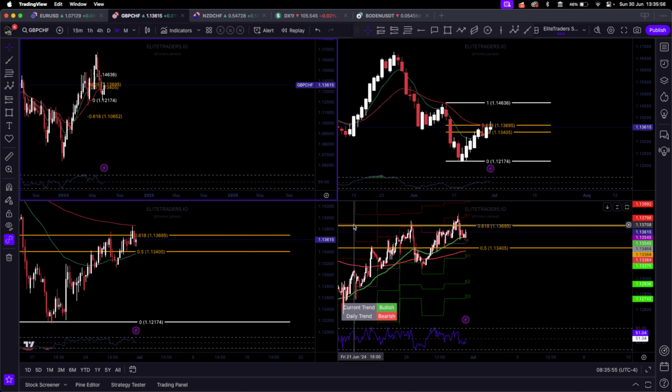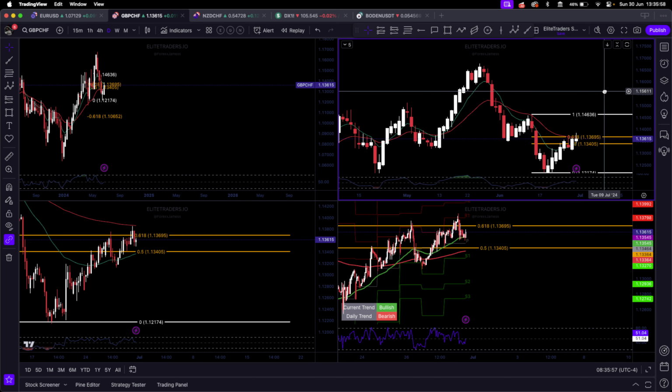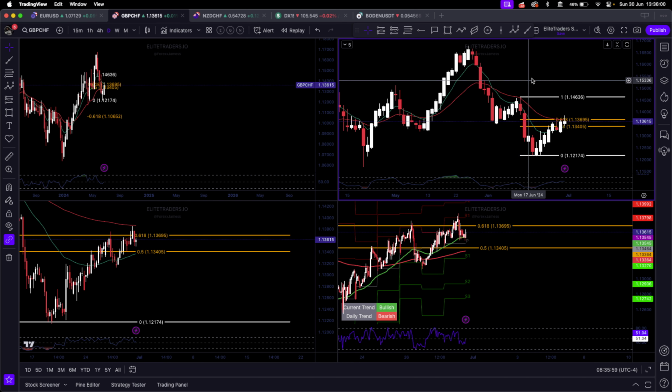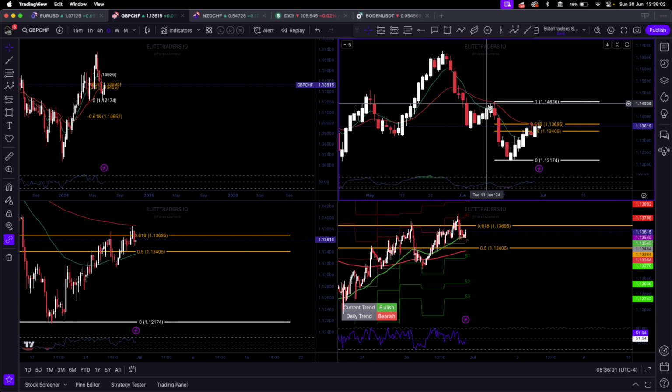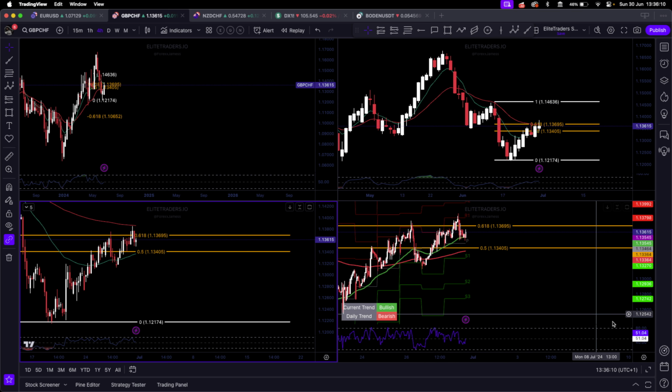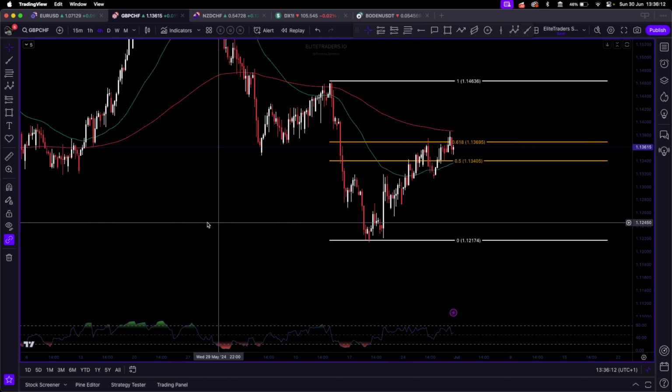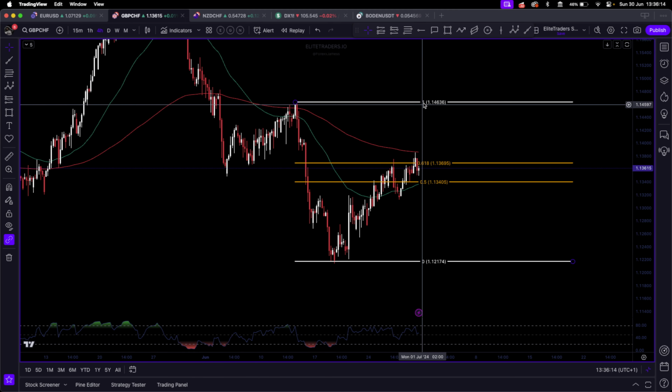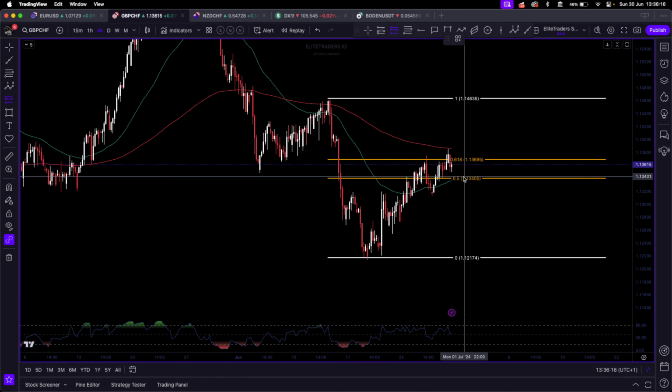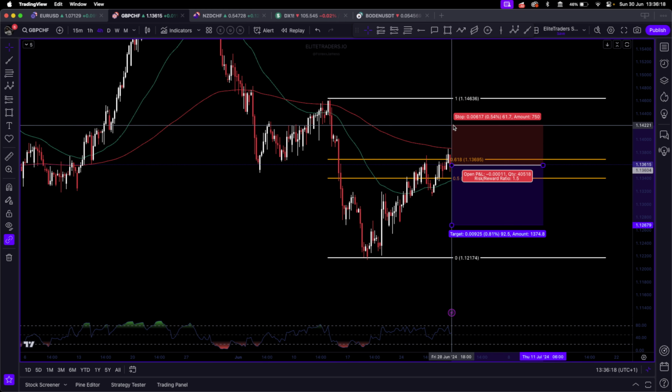Now, the next position is the Pound Swiss. So you can see daily time frame, very bearish, having some nice pullbacks. So you can see we've got a lower high here, lower low, and now it looks like we could be forming a lower high. So again, we've got our fib from high to low. So looking for an entry here, price is at the 200.